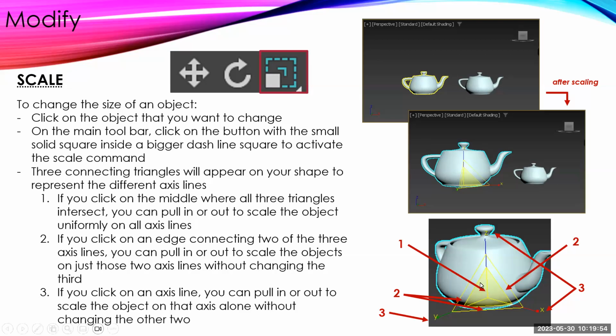But if you don't want to move one of your axis dimensions, you can click these outer lines here, like in the middle of these 2 lines, and it will only move those 2 axis points. So if I were to click in this space here, I would only be moving or scaling the object on the X and Z axis. And lastly, if I only want to scale it on one axis point, I would click one of the axis lines here that pull outside.